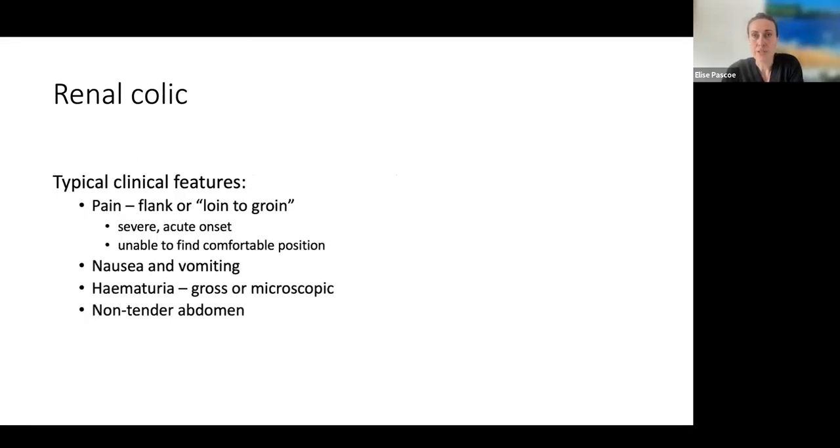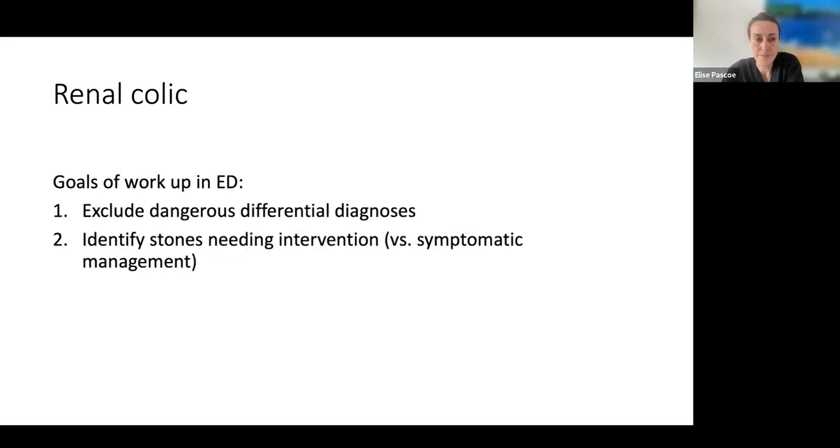So our typical clinical features, as we all know very well, we get lots of pain, flank or loin to groin pain, severe acute onset. Patients are unable to find a comfortable position. They all look like they're trying to give birth to their kidney stones. They are nauseous, vomiting, they get hematuria, and generally their examination is very benign in terms of their abdomen.